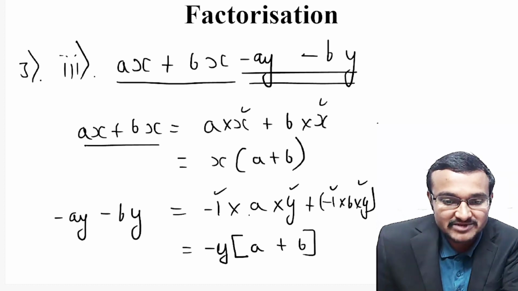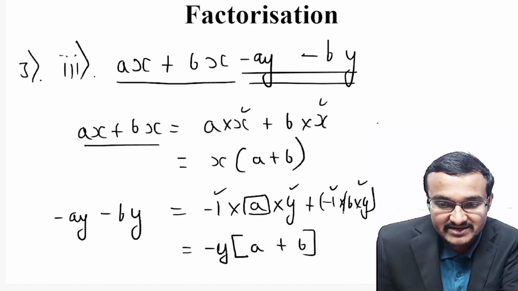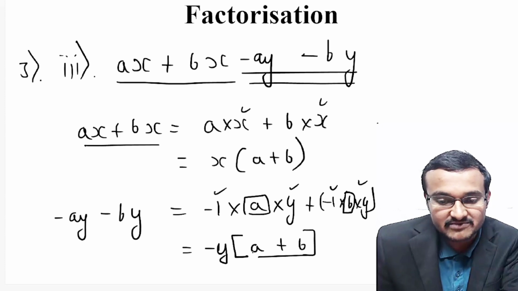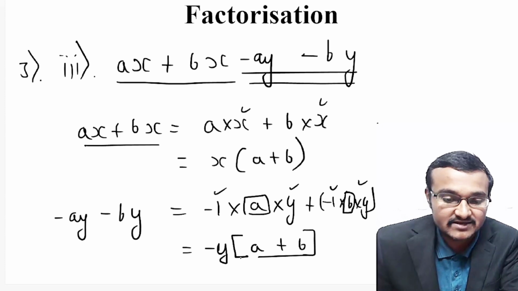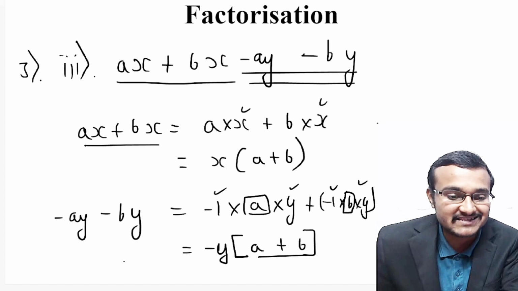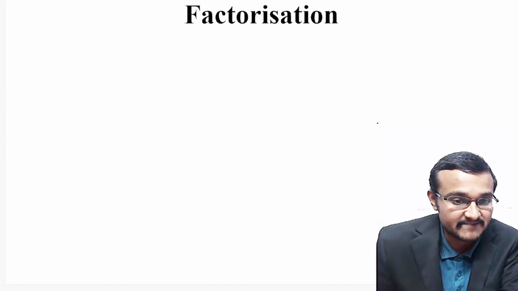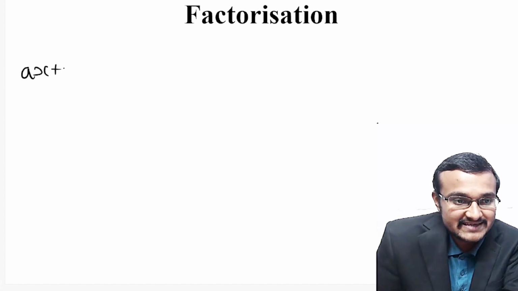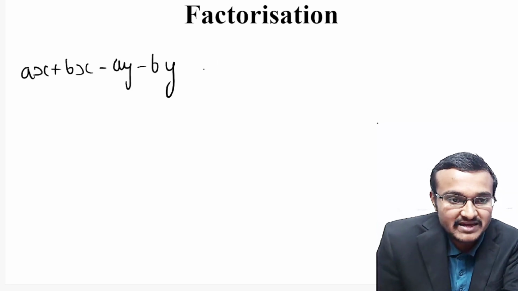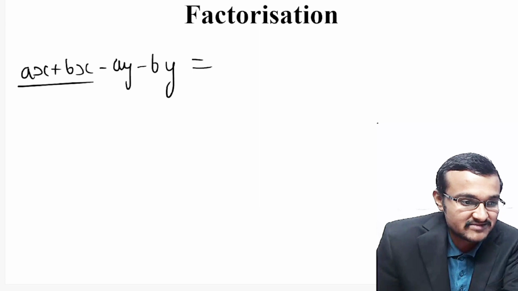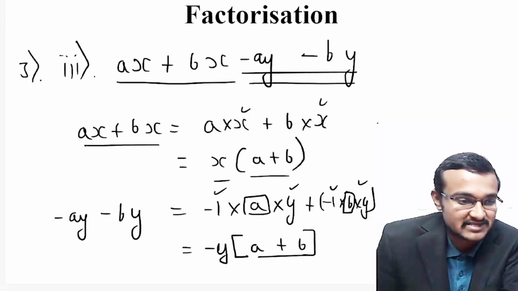So minus y into a plus b, because here a is remaining, b is remaining. So a plus b will be there inside the bracket. So minus y into a plus b are the factors for minus ay minus by. So ax plus bx minus ay minus by can be written as, in the place of ax plus bx, you can write this x into a plus b.